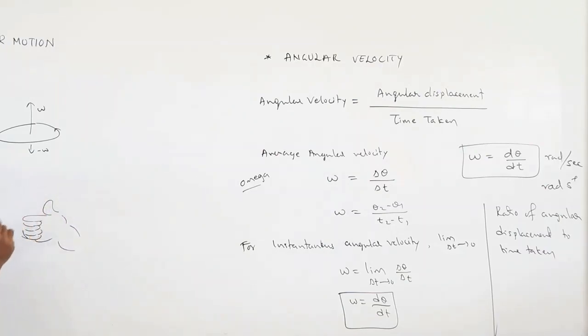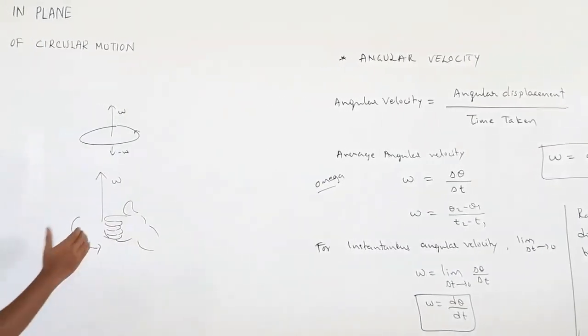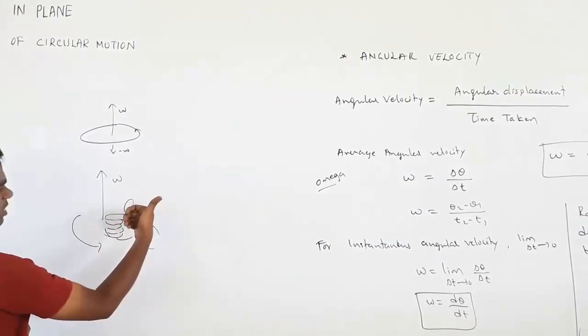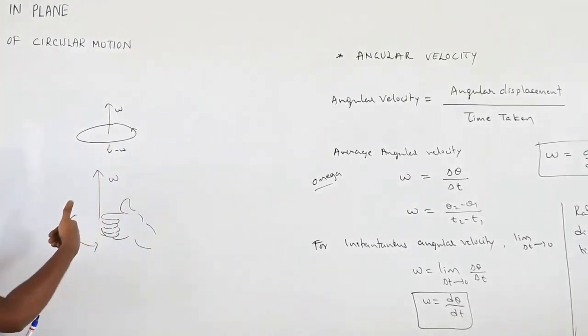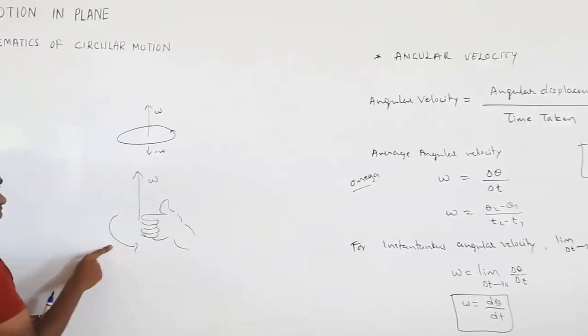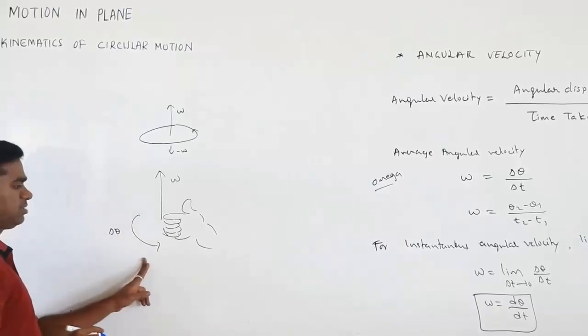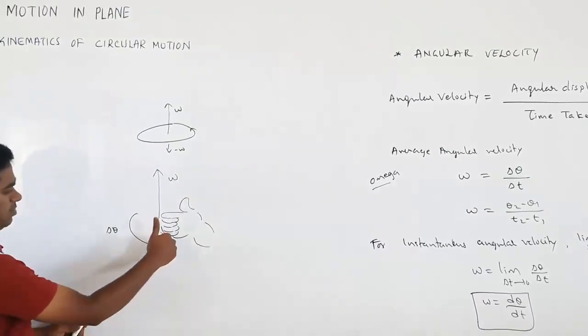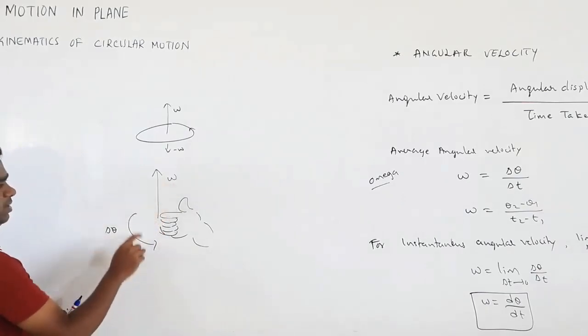Suppose you are rotating in this direction. What is the direction of omega? The direction of omega will be upward. You are holding your hand like this, and the thumb is coming in this direction, so omega will be in the upward direction. This is the direction of rotation, or the displacement direction. Delta theta is in this direction, which is clockwise. So omega will be upward.